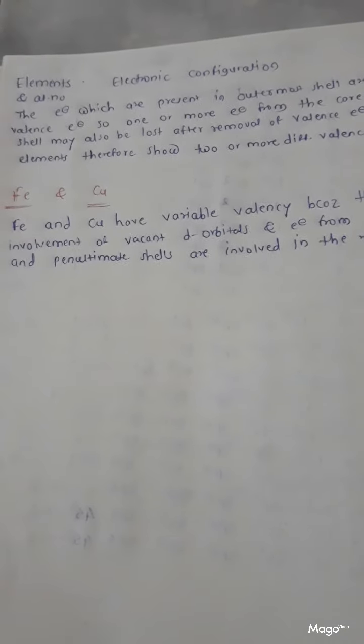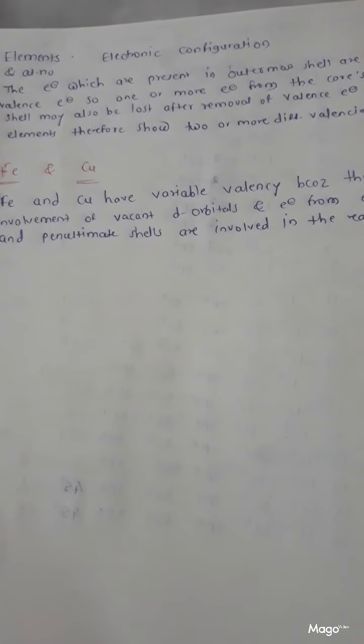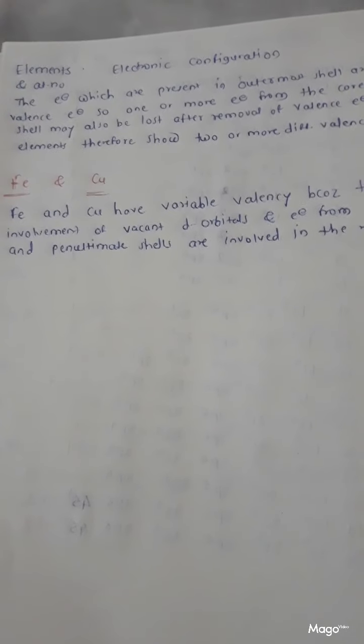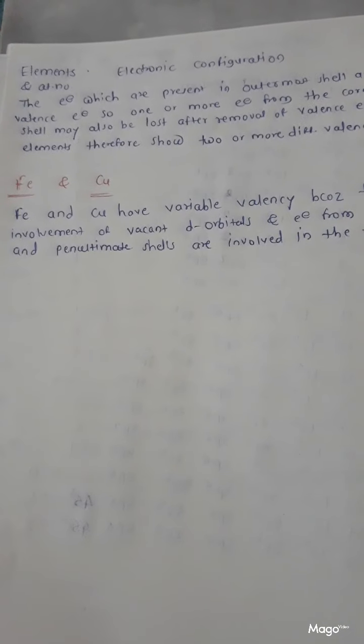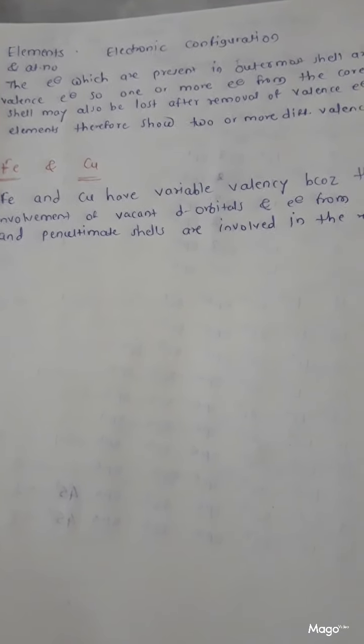The electrons which are present in the outermost shell are called valence electrons. In some cases, one or more electrons from the core's outermost shell may also be lost after removal of valence electrons, and such elements therefore show 2 or more different valencies. That's why it is called variable valency.